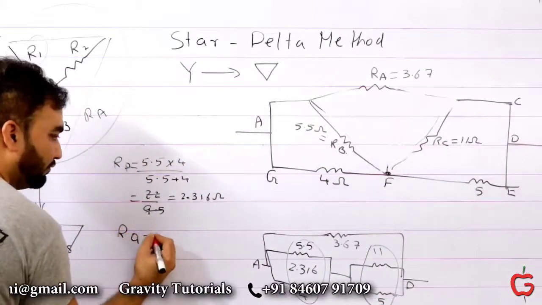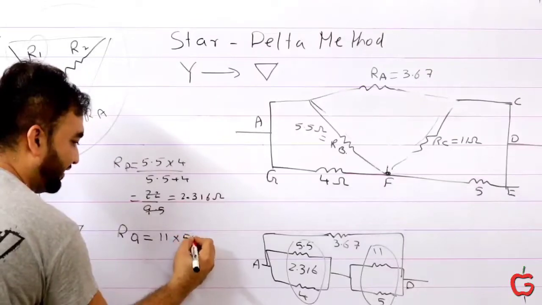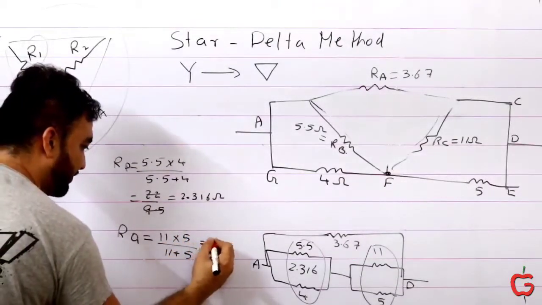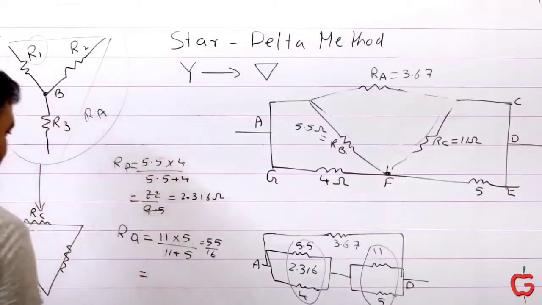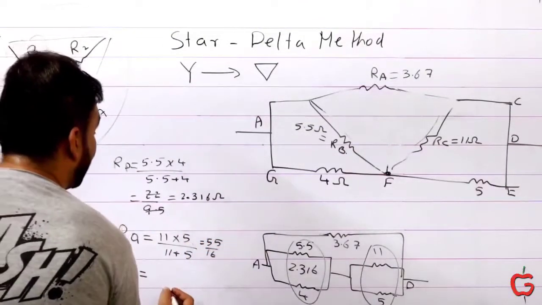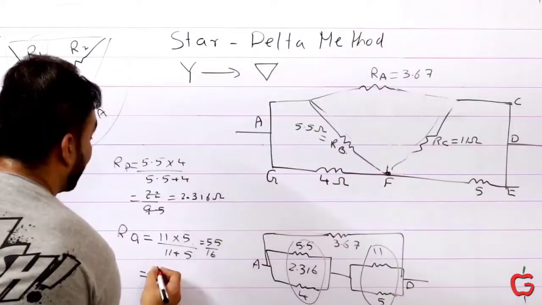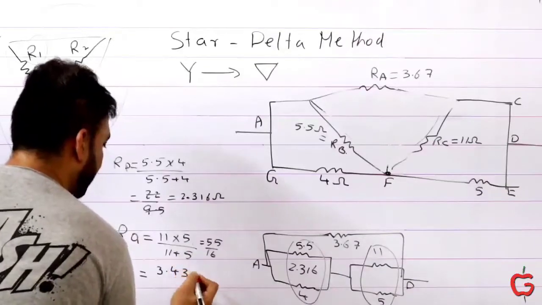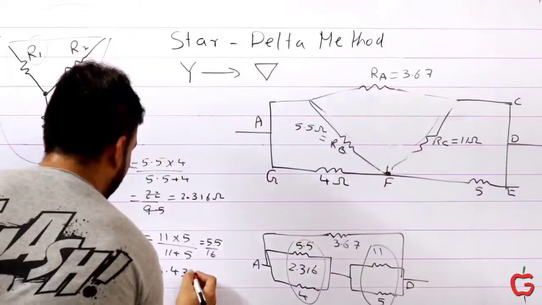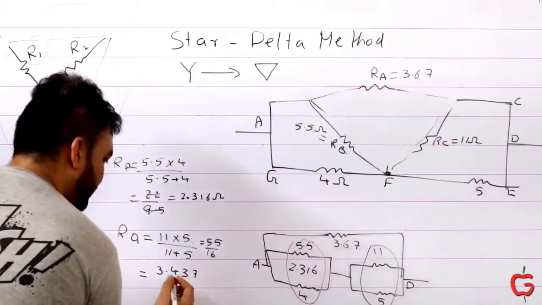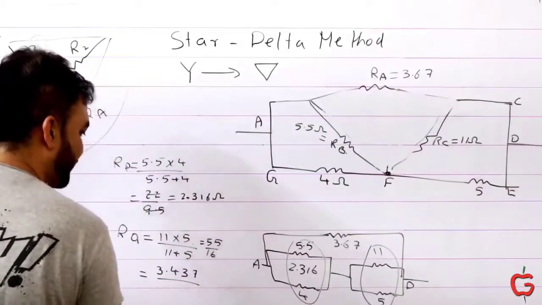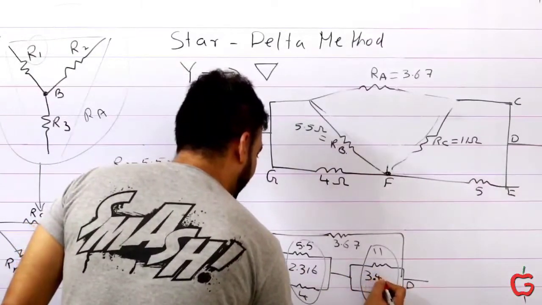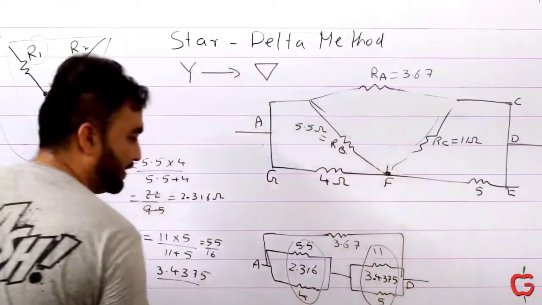Same process for 11 and 5. Let's call them RQ. So 11 into 5, that is 55 by 11 plus 5, that is 16. So 55 by 16. This comes out to be 3.4375.